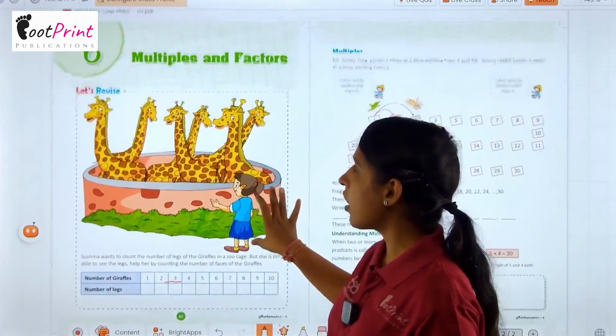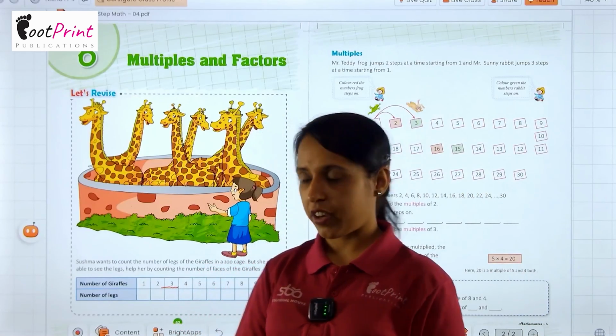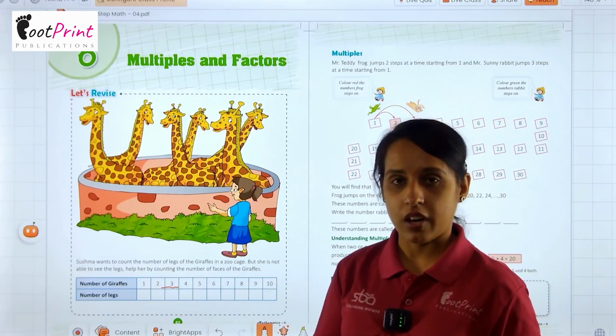Today we will start our chapter number 6 and the name of the chapter is multiples and factors. Okay, so let's start our chapter.